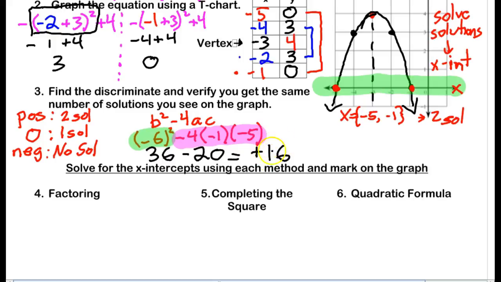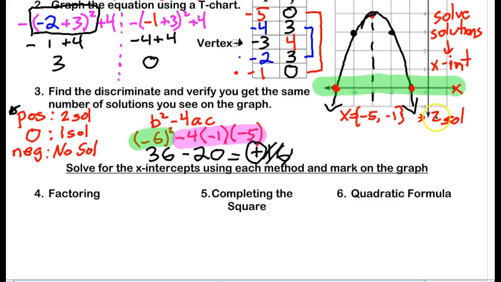And again, for this, the number didn't really matter. It's the fact that I got a positive that I'm looking for. Positive means two solutions. And what we already knew was going to happen because graphically we knew the answer was -5 and -1 before starting. So the biggest picture here is making sure everything agrees with one another.